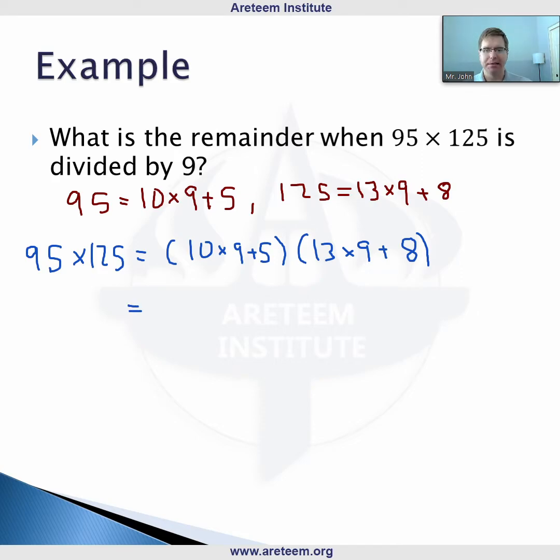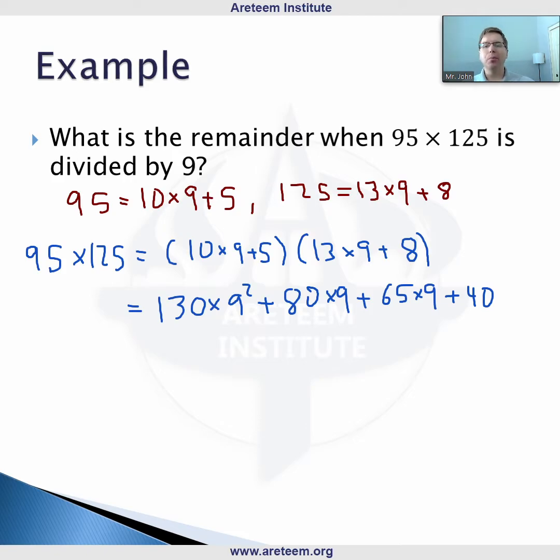So when we FOIL this out, our first term is 10 times 9 times 13 times 9. I'm not going to fully simplify this because I want to keep the powers of 9 separate. So we have 130 times 9 squared. Then the outsides: 10 times 9 times 8, so we have 80 times 9. For the insides, we have 5 times 13 times 9, so we have 65 times 9. And then we have 5 times 8, so we have 40.